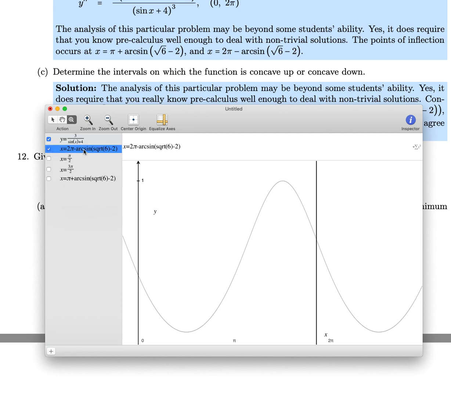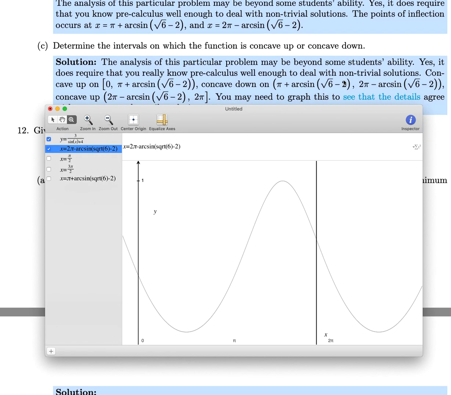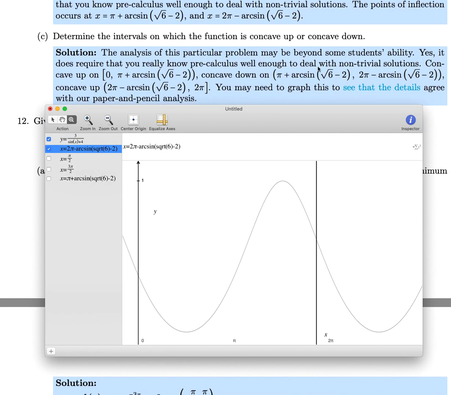I typed that in for you. 2 pi minus the arc sine of root 6 minus 2. And that's over here. Now, granted, this is where it's concave down here. Over here, it's concave up. And we're just going from 0 to 2 pi. Now, certainly, let's just go over and review.